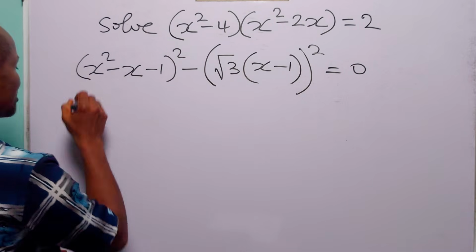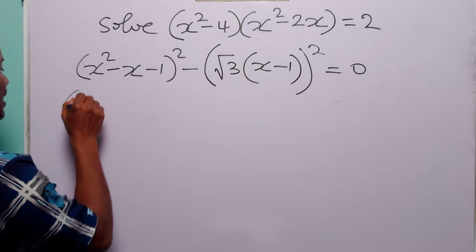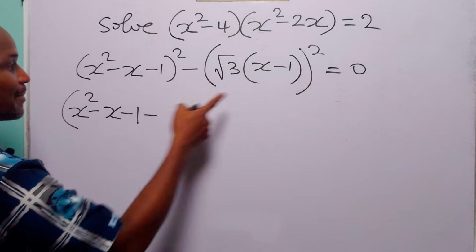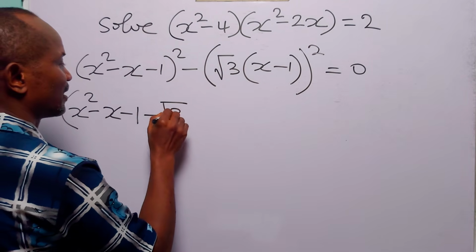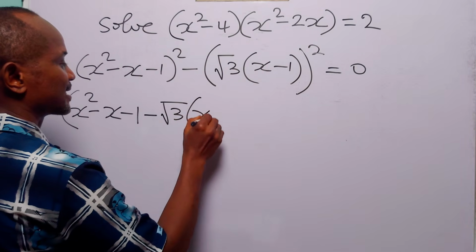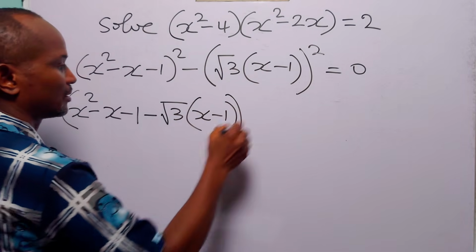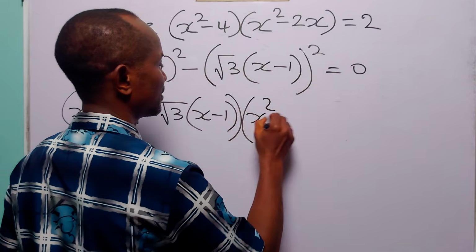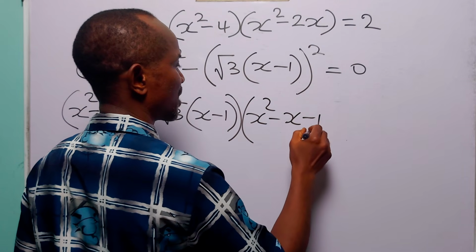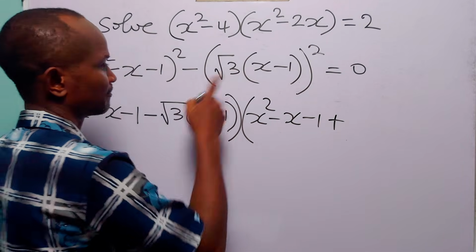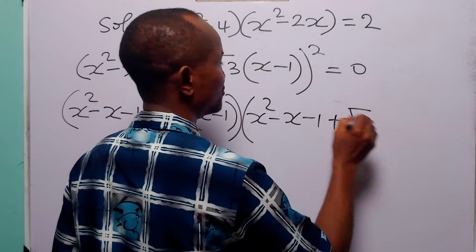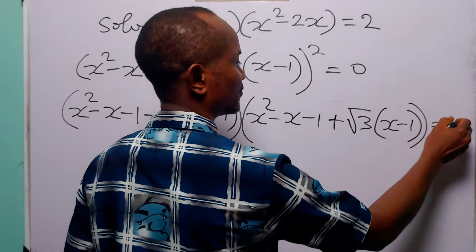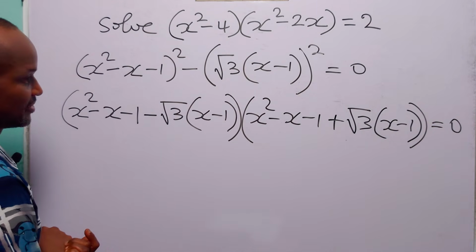The left-hand side is going to be equal to x squared minus x minus 1 minus root 3 times x minus 1, multiplied by x squared minus x minus 1 plus root 3 times x minus 1. And of course, this is equal to 0.